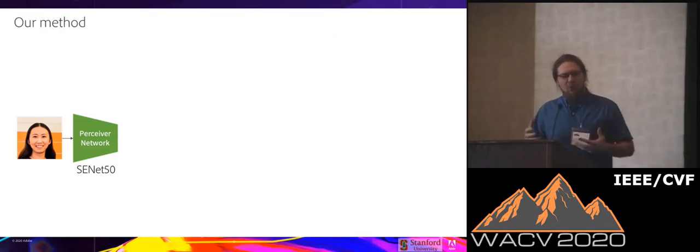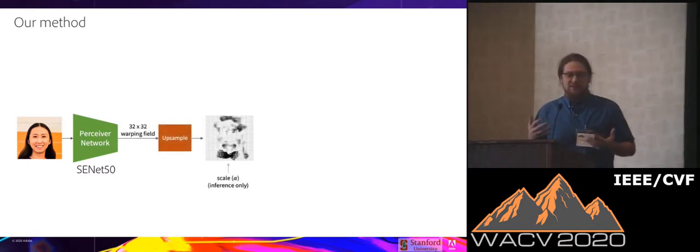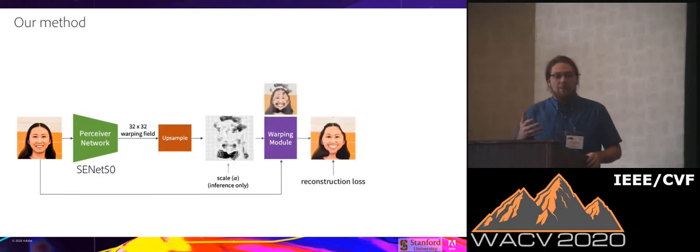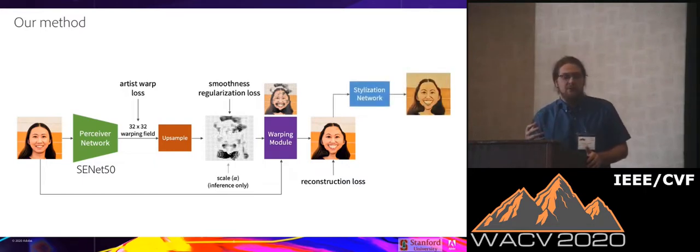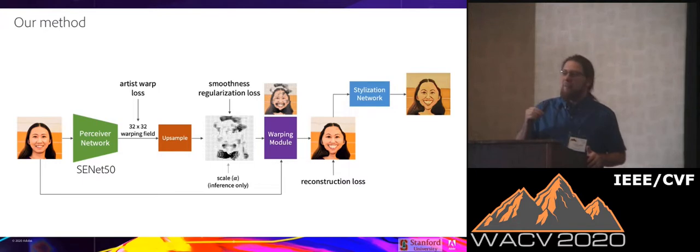How do we do that? We forward our image into what we call a perceiver network. It's just a squeeze and excite network to obtain a small warping field, which we upsample. And then we pass it through a warping module to get an image back. And then we can train this in an end-to-end manner. However, if we do that, it doesn't converge. Our hypothesis is that the warping module doesn't get a strong enough gradient signal to train all the way up to the perceiver network. So what we do is we use a loss directly on the warping field.